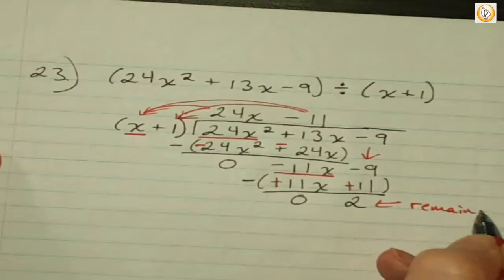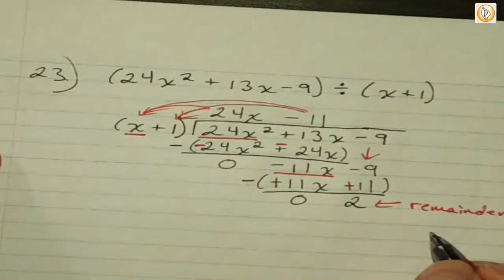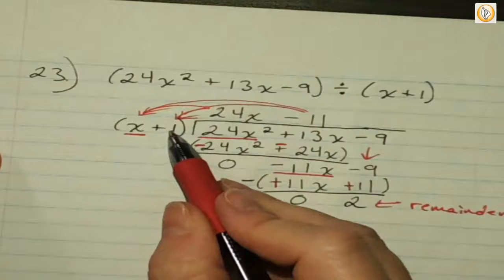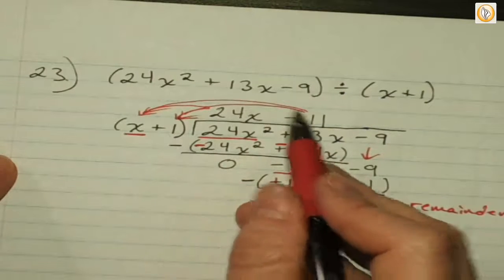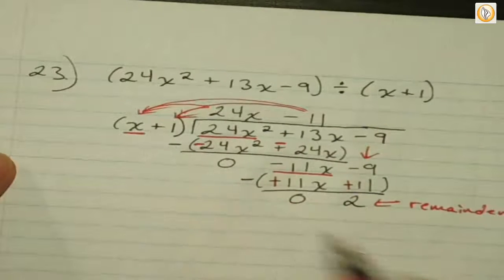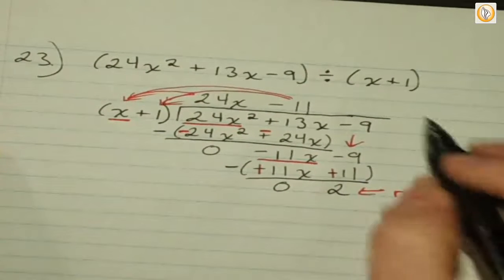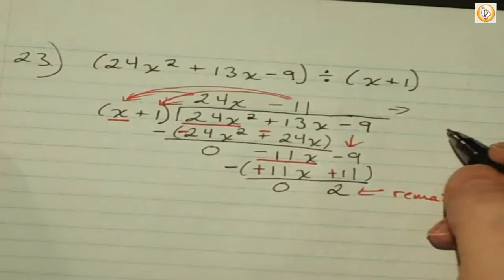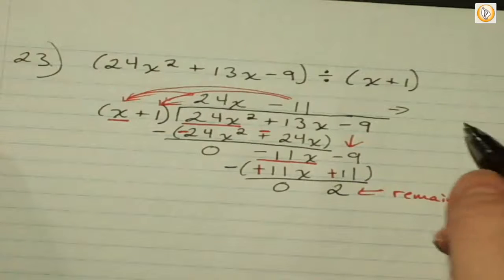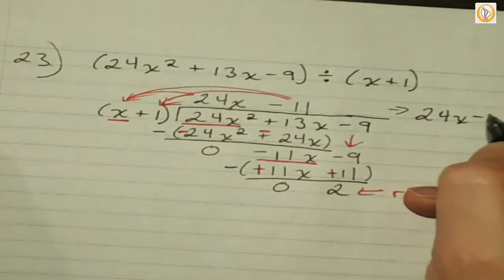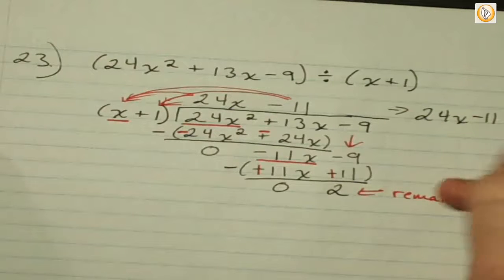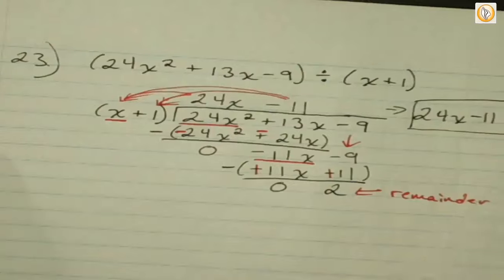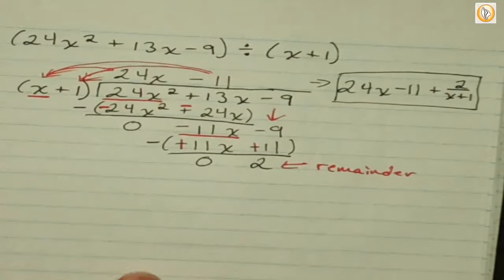Right here, we're multiplying. -11 times 1. Remember, we're multiplying all this right here, right? Okay, that's our remainder. So we write it, let me see. Gabby, how would I write the answer? Any questions?